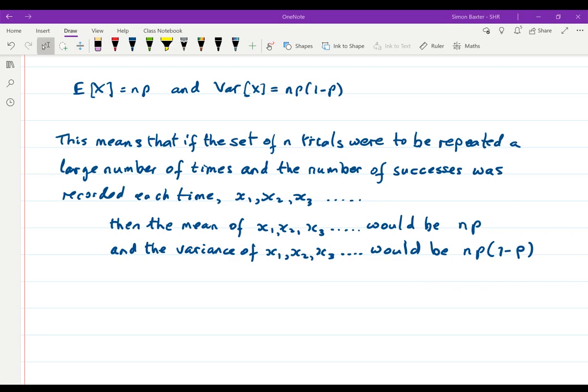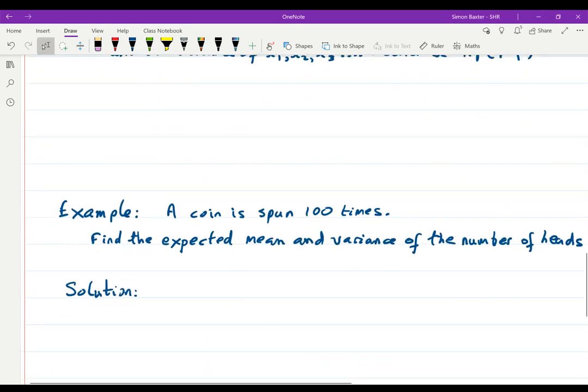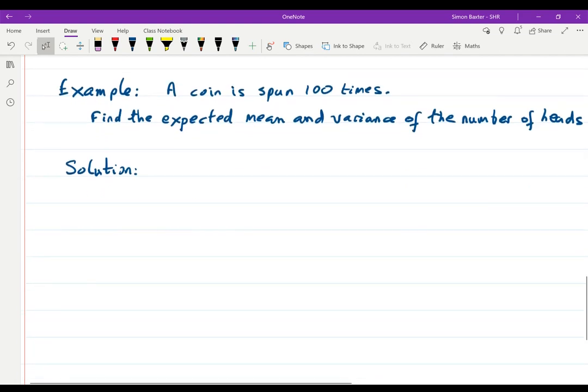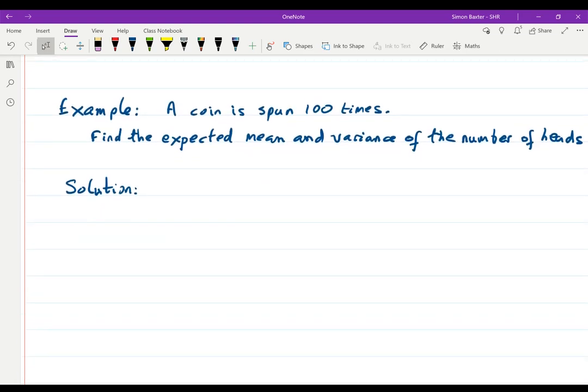Now we're going to have a look at an example. Fairly simple one to start with. A coin is spun 100 times. Find the expected mean and variance of the number of heads. Well, if x is the number of heads, then x must be a binomial distribution, 100, a half, assuming that we have a fair coin.